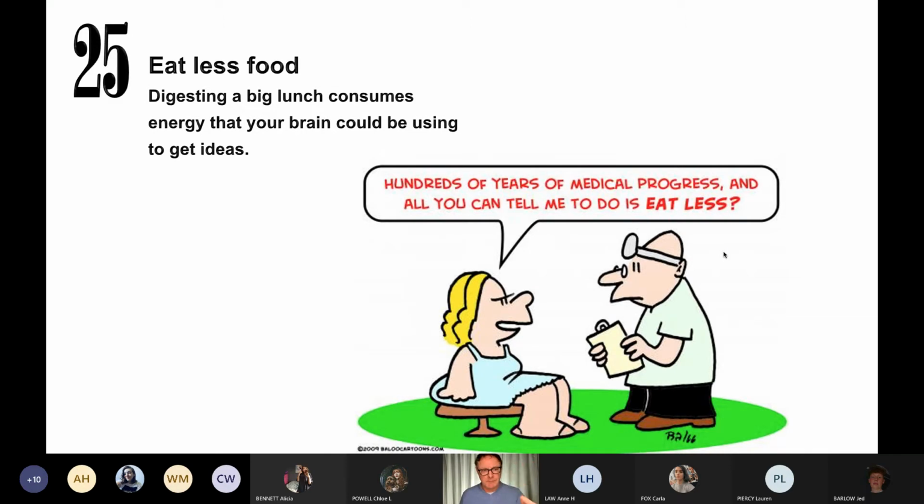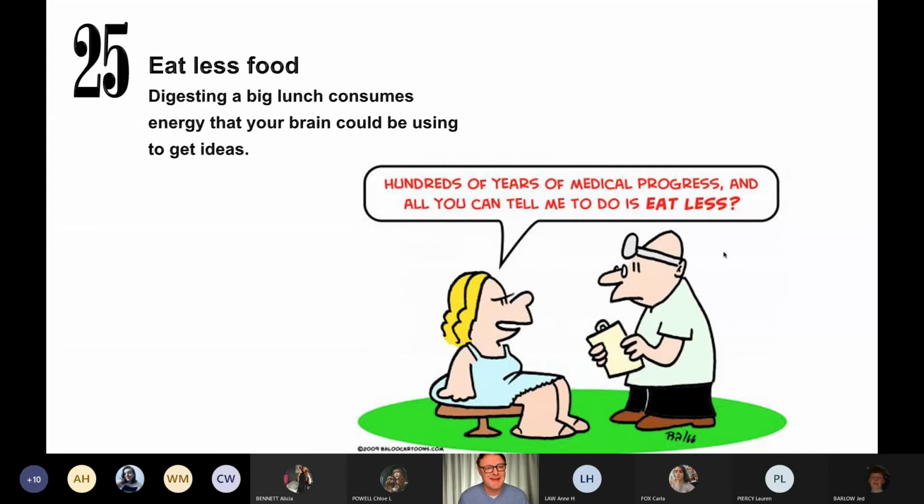Now, the body can only do so many things at one time. What it does is divert its energy to what it needs to be doing at any one time. So if you've eaten a huge meal, your brain is going to be less effective because it's your body's digestive system that's taking all the energy available. That's why you feel tired after a big meal.